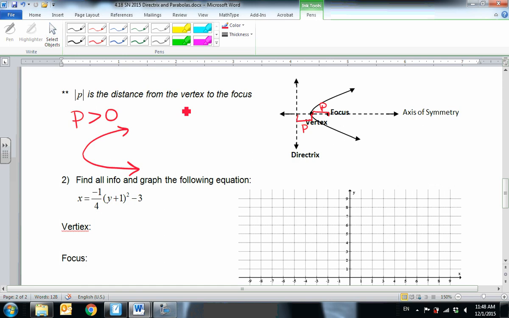If p is negative, which way do we think our parabola is going to open? To the left. Just like up versus down, right versus left.